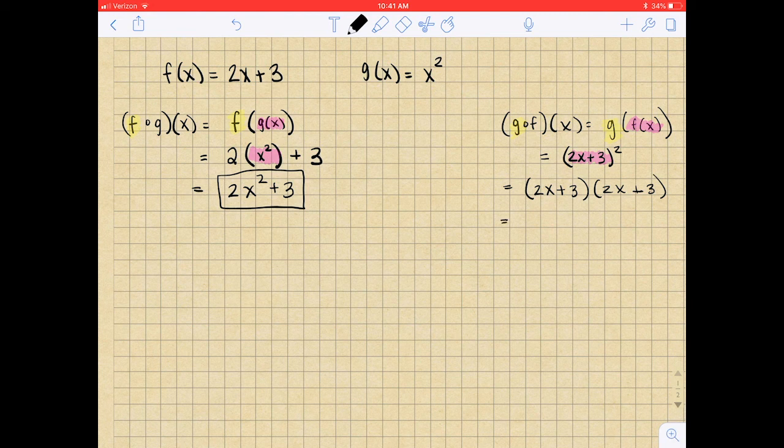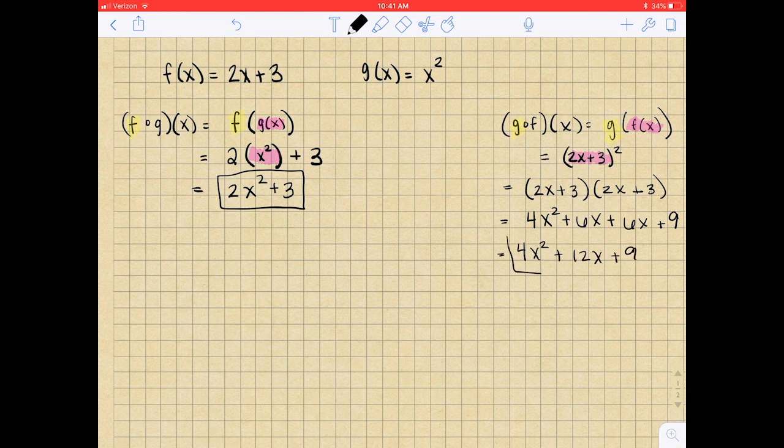And that's going to give me 4x squared plus 6x plus 6x plus 9, which is equal to 4x squared plus 12x plus 9. And so what you'll immediately notice is that f composite g is not the same answer as g composite f. So that lets me know that composition of functions is not commutative, that order does matter.